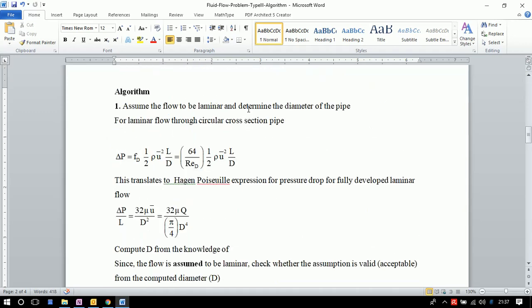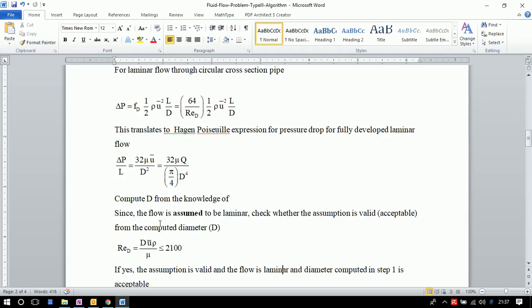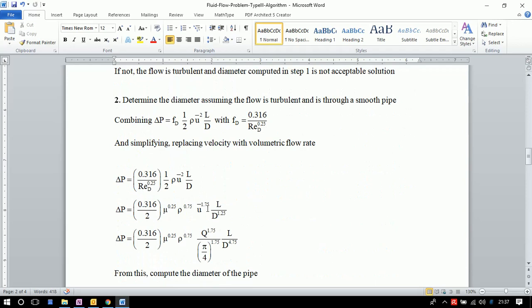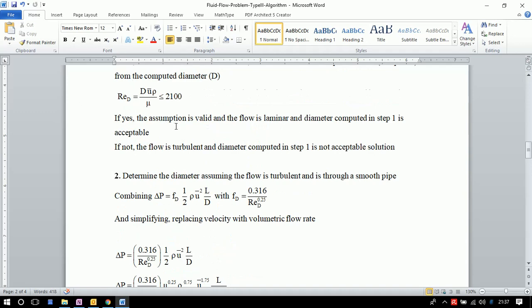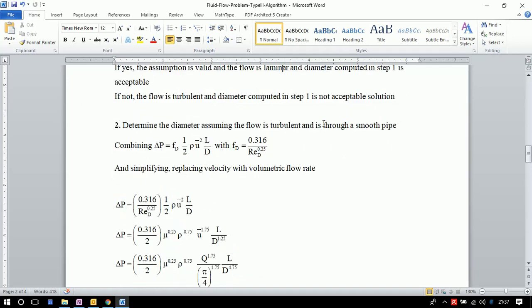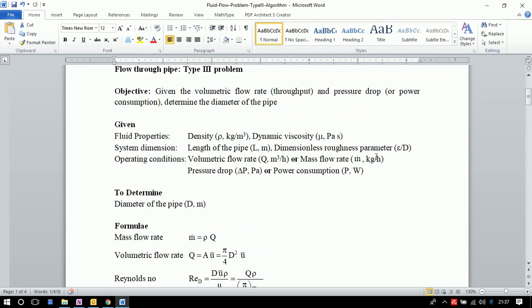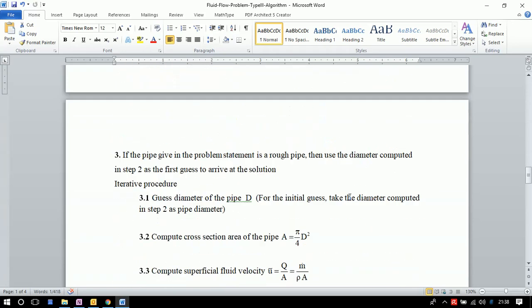So in the first step we assume the flow to be laminar. Assuming the flow to be laminar, we calculate the diameter using the Hagen-Poiseuille expression, and once we calculate, we check for the Reynolds number. The diameter that is calculated using Hagen-Poiseuille is acceptable only if the Reynolds number is less than 2100. Otherwise, this diameter is not acceptable, and we proceed to step 2. In step 2, we know that now the flow is turbulent because here the Reynolds number is already not less than 2100, but we assume the pipe is a smooth pipe. So that means we don't take into account the roughness parameter that is given in the problem statement.